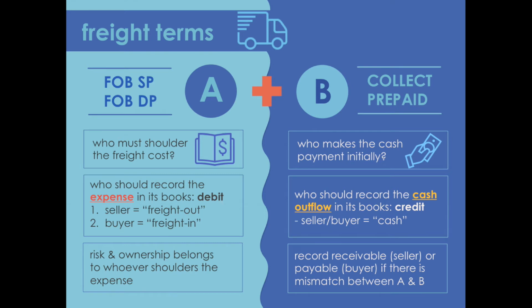Freight terms are usually presented as a combination of A and B. Part A can either be FOB SP or FOB DP, while Part B can either be collect or prepaid. For example, we can have FOB SP collect, or FOB SP prepaid, or maybe FOB DP collect and FOB DP prepaid. So what exactly do these terms mean?